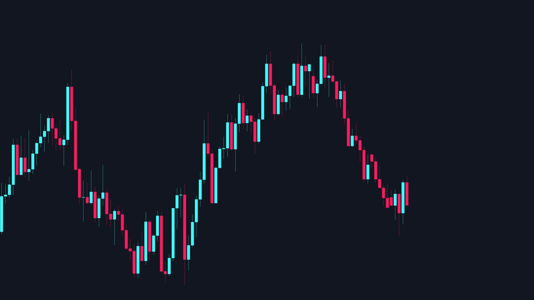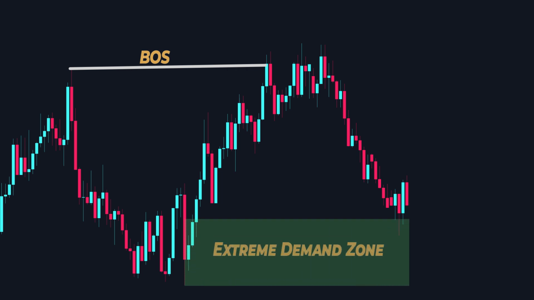Okay, now we're on the 4-hour time frame. As you can see, there was a major break in the swing structure to the upside. After that break, price created an extreme demand zone down at the bottom. What happened next? Price pulled back into that demand zone, and after tapping into it, we got a change of character, signaling a shift back into a bullish trend. That's our confirmation. The 4-hour is now bullish, and it's in sync with what we're seeing on the M15.